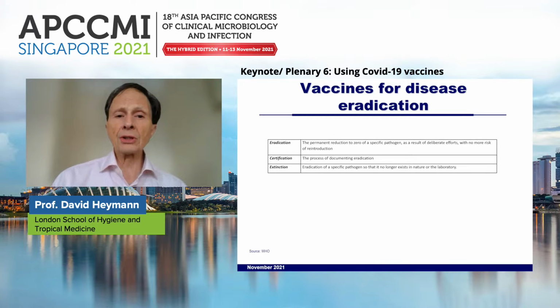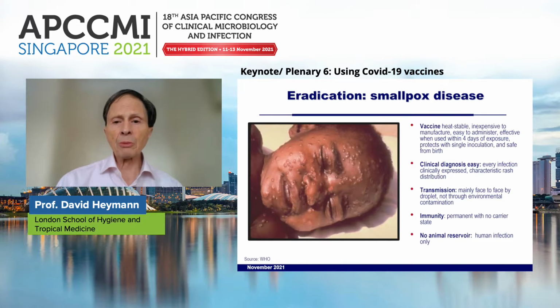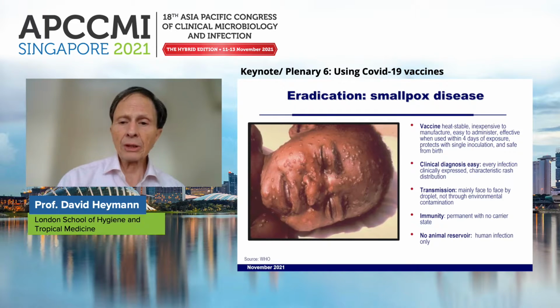Vaccines are also used for disease eradication, and this is the permanent reduction to 0 of a specific pathogen and no possibility of reinfection from nature. Now, smallpox is the classical disease that has so far been eradicated, and there were certain characteristics of this which made it able to be eradicated. First, the vaccine was heat stable, but it also provided lifelong protection against infection. Clinical diagnosis was easy because every infection was clinically expressed. Transmission was face-to-face by droplets. Immunity was permanent after infection, and there was no animal reservoir, only humans.